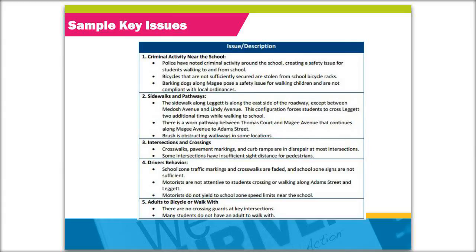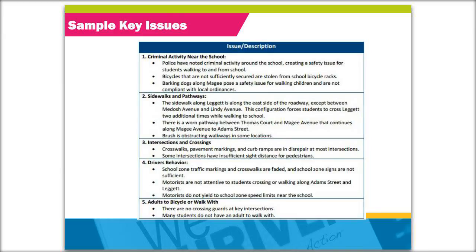So this is a sample of the top 5 issues identified by a school. The first key issue was criminal activity near the school. Underneath each key issue, they describe why that's a problem. For this school, the police had noted criminal activity around the school, creating a safety issue. Bicycles that were not sufficiently secure had been stolen from the school, and barking dogs were safety issues.